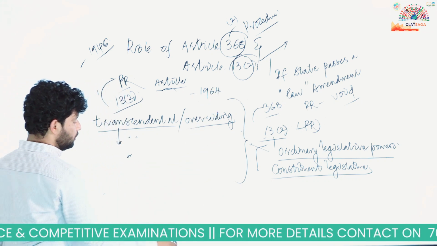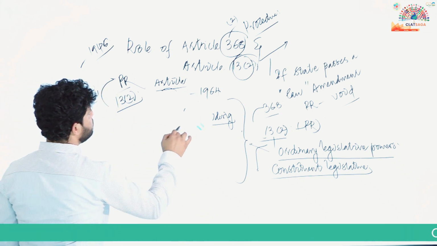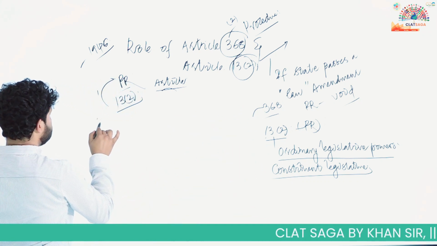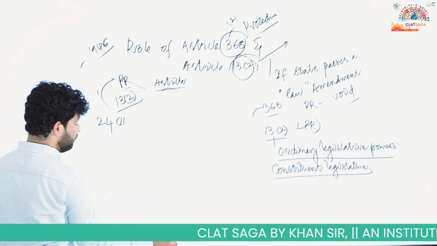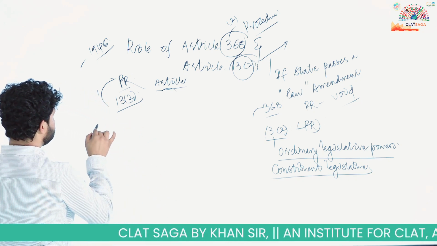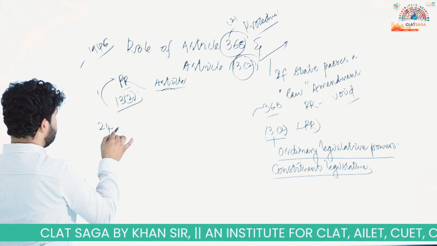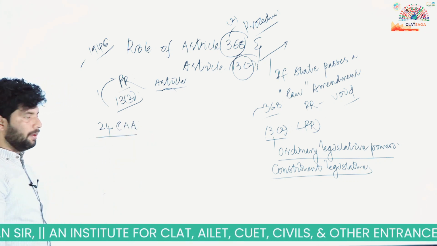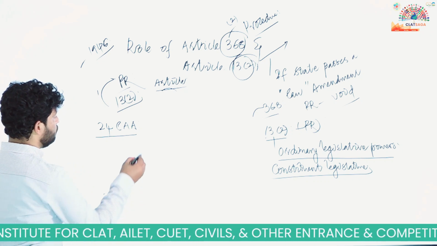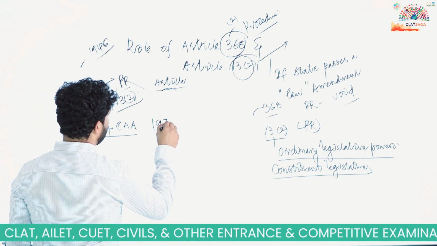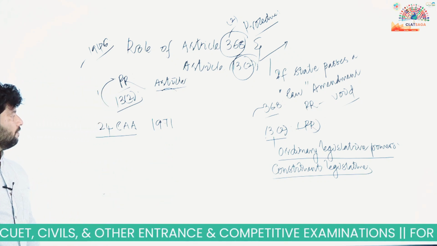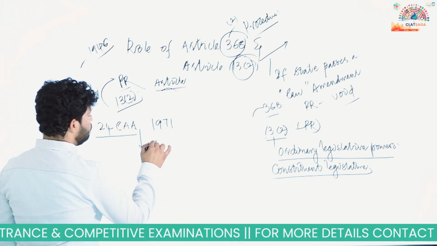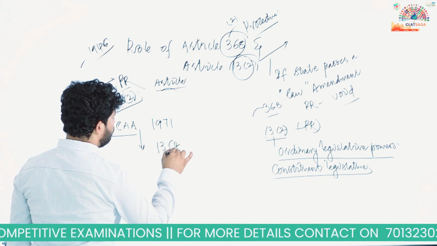What you need to understand here is that soon after this, in order to make certain changes in the Constitution of India, especially in Article 13, the 24th Constitutional Amendment was introduced in Parliament in the year 1971.